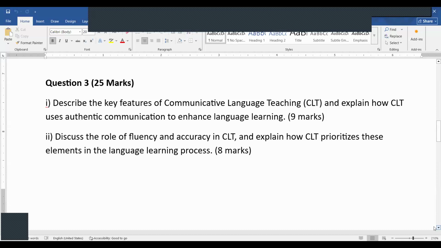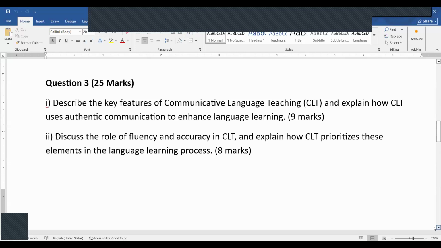Describe the key features of communicative language teaching. First you have to tell what communicative language teaching is. The method of communicative language teaching considers interaction and communication as the primary goal of language learning. So we are learning a second language for interaction and communication. Okay, then you have to mention some key features of communicative language teaching.